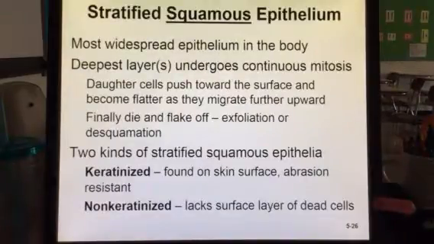Okay, stratified squamous is the most widespread epithelium in the body. The deepest layer is what's going through mitosis constantly and pushing newer cells towards the surface, and then the cells at the surface die and flake off as more new cells come up. We see stratified squamous epithelium in 2 types. Keratinized, which is what we have on the skin surface. It has a protein, keratin, in it. And then non-keratinized. It doesn't have that protein keratin, and it doesn't have a surface layer of dead cells.